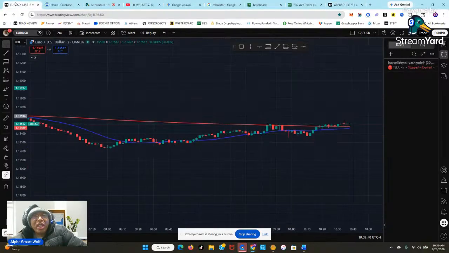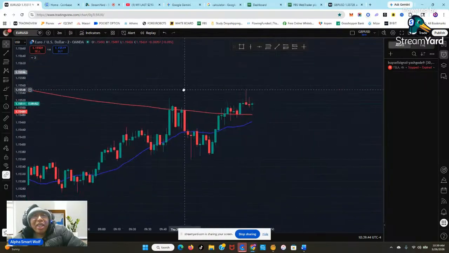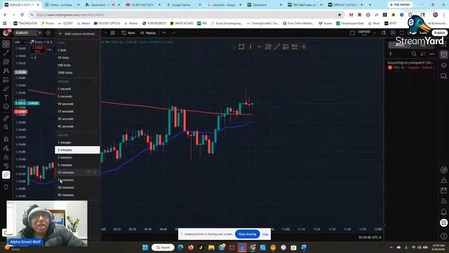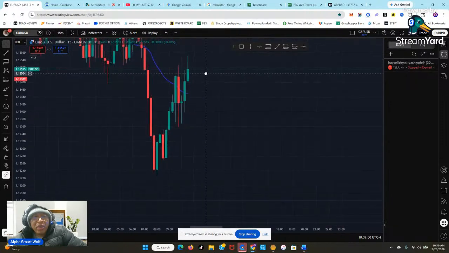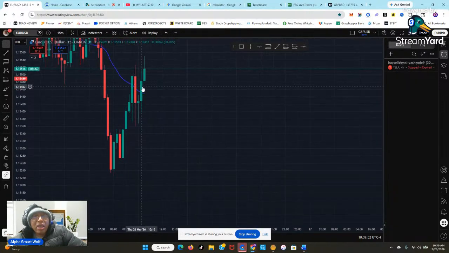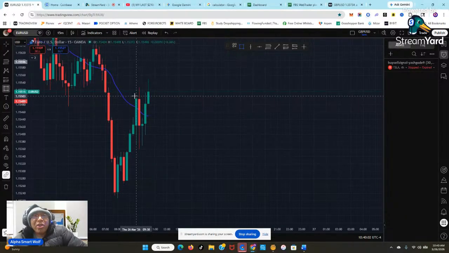Euro USD. Here is the euro. Euro USD looks like this. Go to 15 minutes. Let's see, where's the 9:30 candle? Is this one. 9:30 was this big green candle right here. Wow, it was massive. This one here was a big green candle.